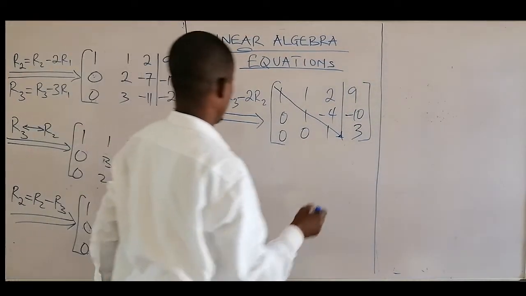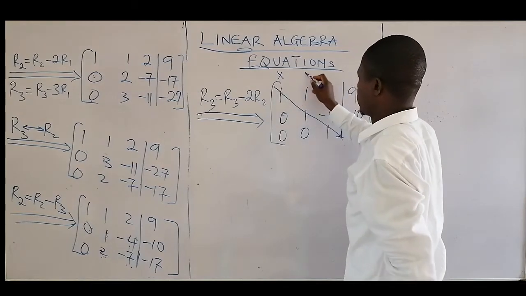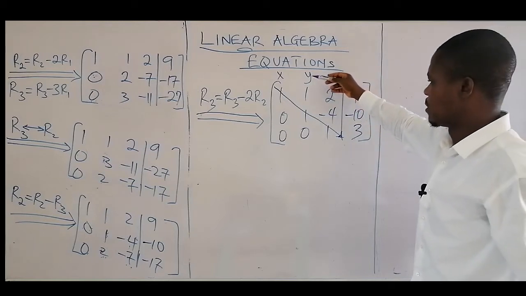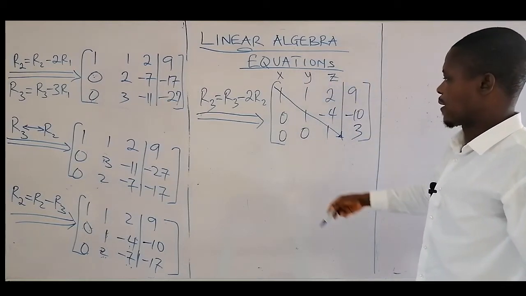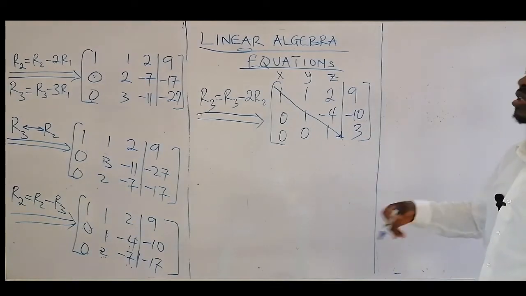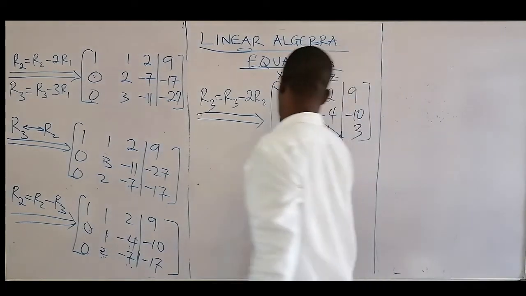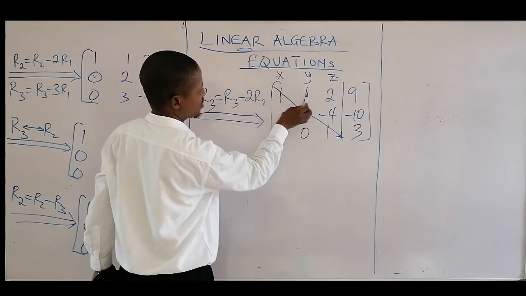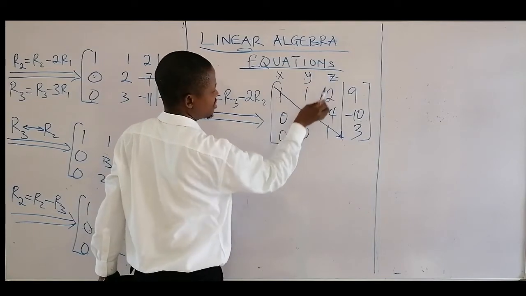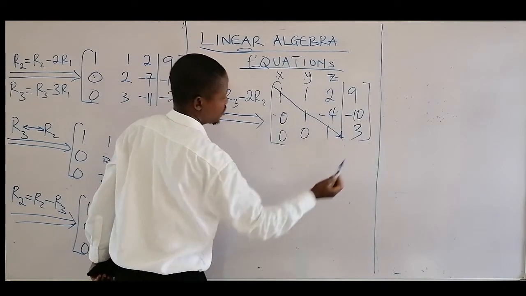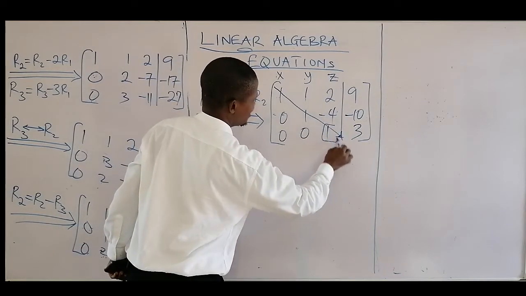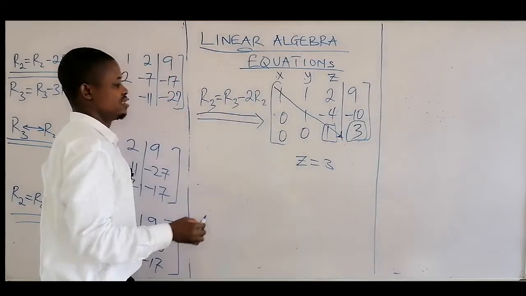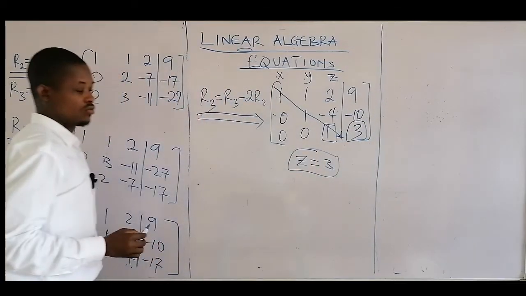Don't forget that the first column is x, the second column is y, the third column is z. So anything you have in the column must be multiplied by x. Okay. And if you are looking at the horizontal, the first one will be 1 times x plus 1 times y, and then plus 2 times z. And then likewise for the second row and third row. So for the third row, I have 1 times z. So z is 3. This and this are equal to each other. Z is 3. Okay, for the third row.